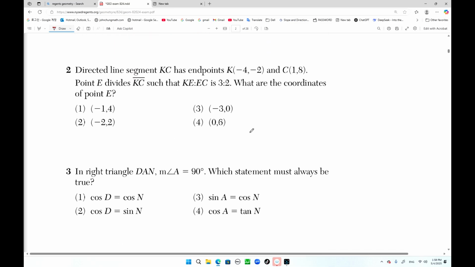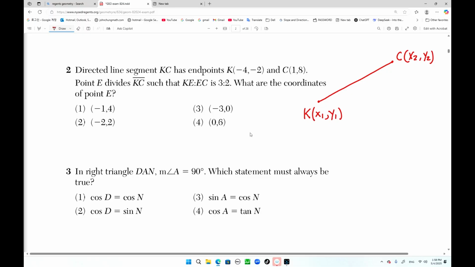We have a directed line segment KC with two endpoints. Point E divides the segment such that KE to EC is 3 to 2. Do you remember the formula here? If this is A, I'm using K, okay. K, this is X1 and Y1 coordinate. This is C, X2, right. I'm going to give some formula, okay?